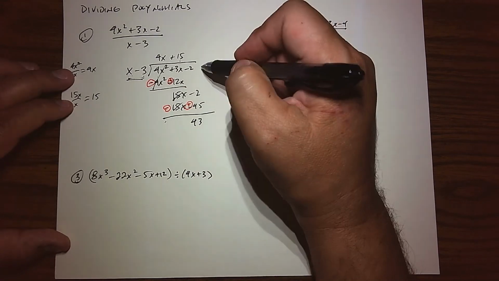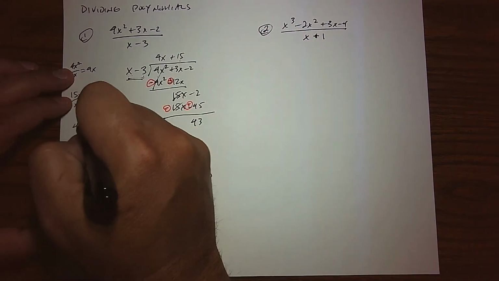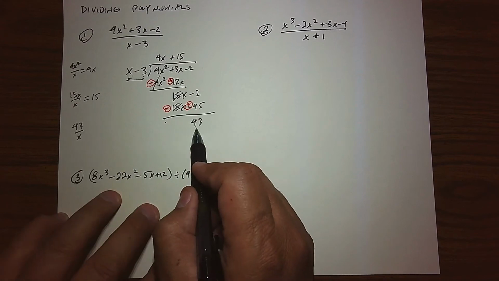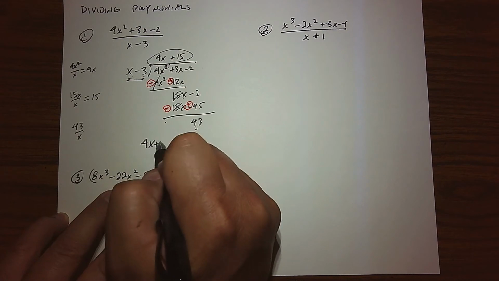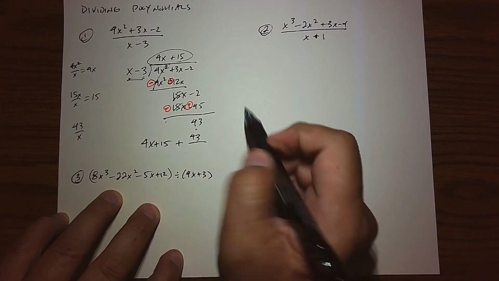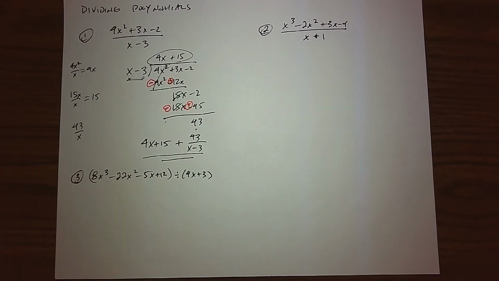And I'm done here because number one, there's no more terms to carry down. And number two, if I try asking how many times does 43 go into x, that doesn't go in very cleanly. So there's my remainder. So how do we write our answer? We take our quotient, 4x plus 15, and we add our remainder over what my divisor was in the first place. And so there would be your final answer for number one.